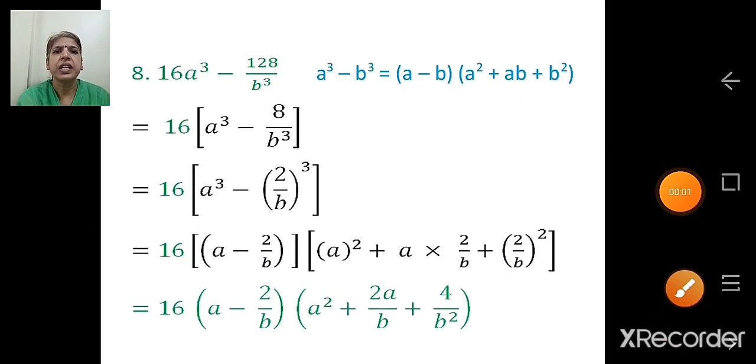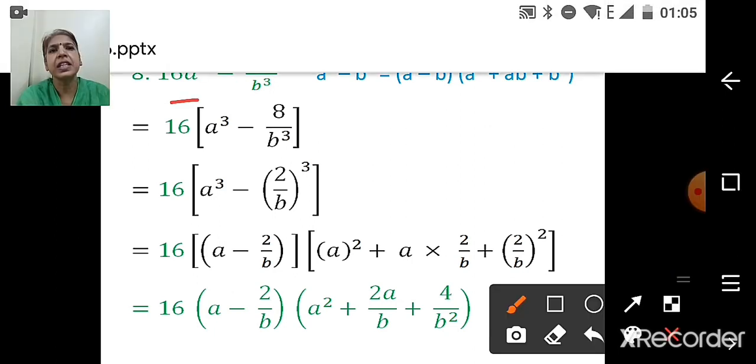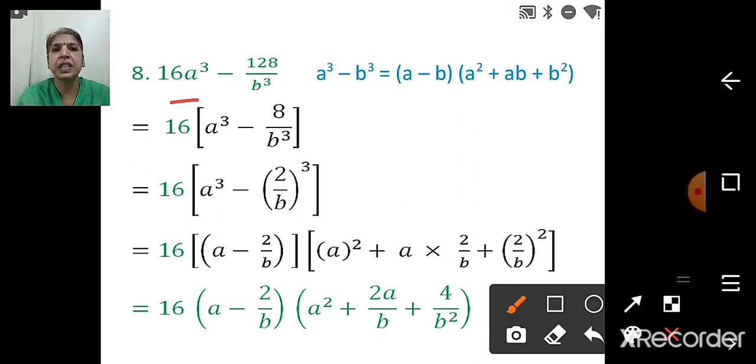Next question is 16a cube minus 128b cube. Now let's check. Is 16 a cube of any number? Is 16 a cube? No. Is 128 a cube? No. So 128 is not a cube. Then what are you going to do? We will find if any factor is common.